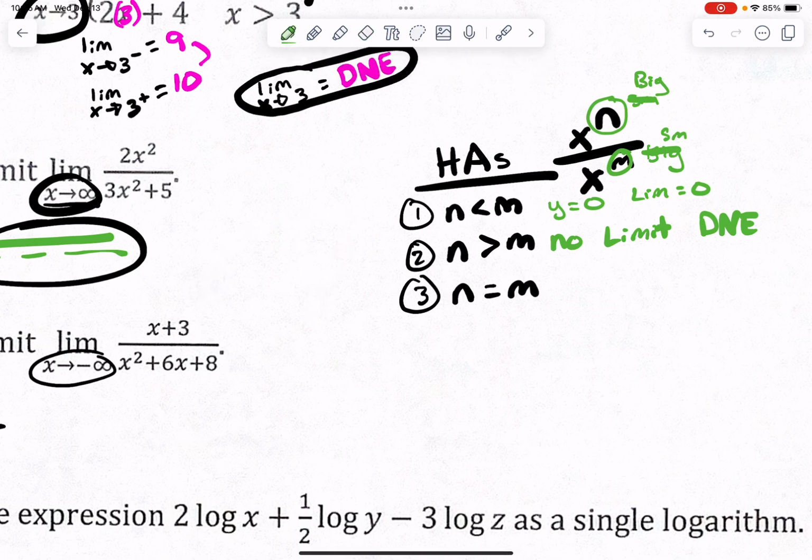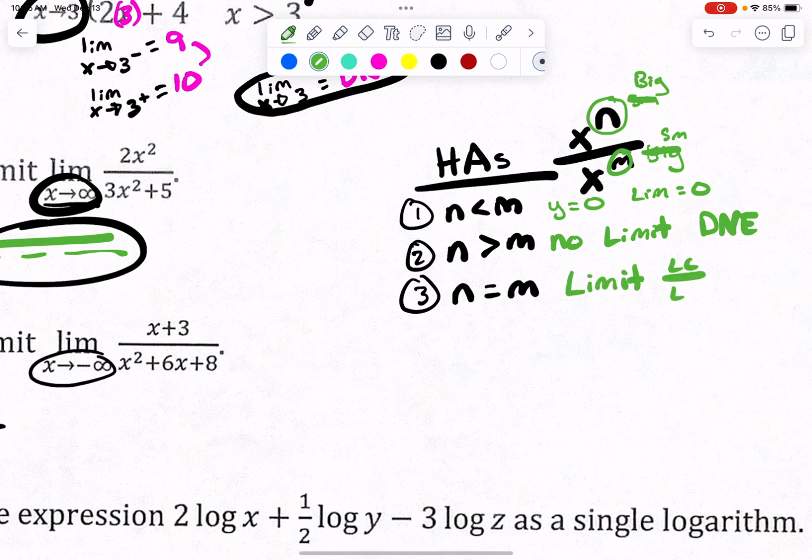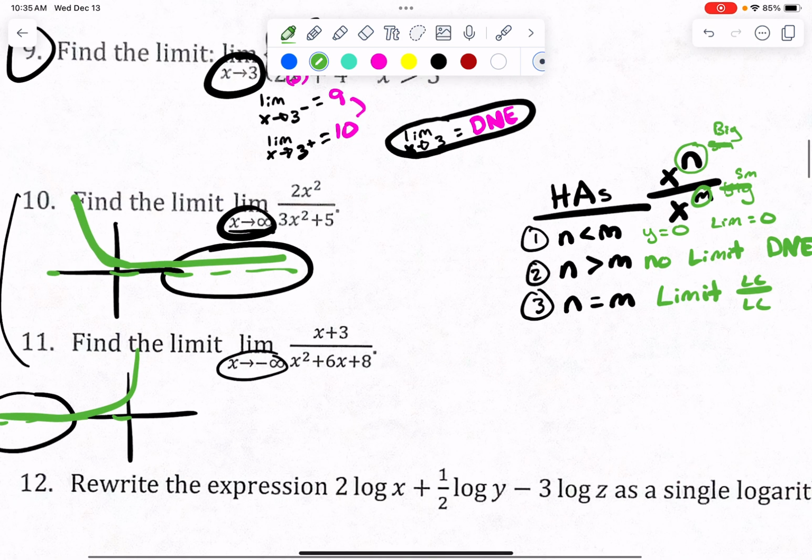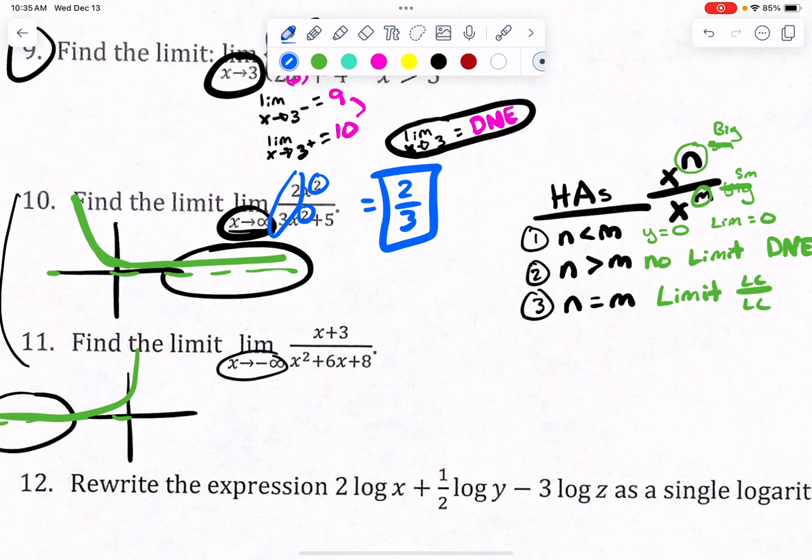Okay, this one, if n is equal to m, your limit is the leading coefficient over the leading coefficient, right? So like this first one here, number 10. Your n here is 2, your m here is 2, so your limit is going to be 2/3. That's all. Okay, that one was really easy. These are both really easy.